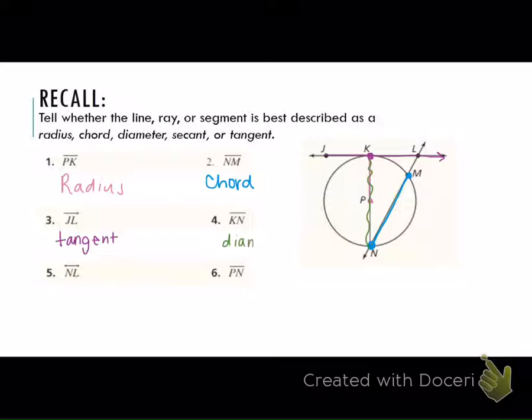Sorry, Rob. All I hear is talking, so I didn't know that's what you were doing. NL is the actual line, NL. What is line NL, Hayden? It is a secant. It goes through the circle. It doesn't stop. That's not one of your options. And PN is a radius. Okay. So really quickly, just knowing what those are is important. Does anybody have questions on that?